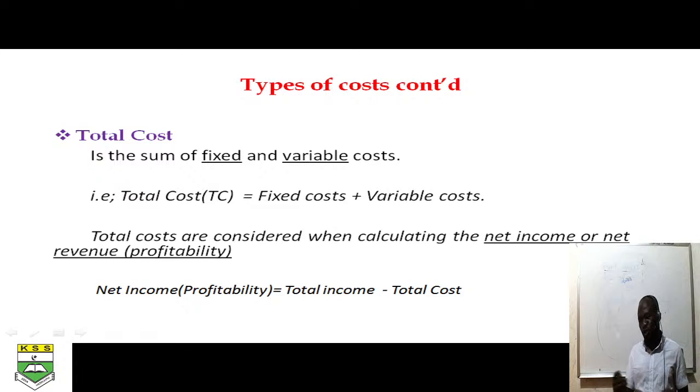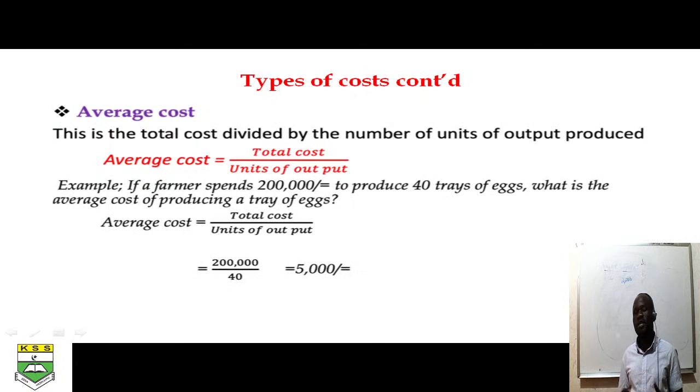Okay? Now, after the total costs, we have another type of cost called the average cost. This one is the simplest. Let's use the example which is on the screen. If you're a farmer and you're spending 200,000 shillings to produce 40 trays of eggs, what is the average cost of producing a tray? Now, it is simple. When you're calculating average cost, you just get your total cost and divide by the units of output that you produced.